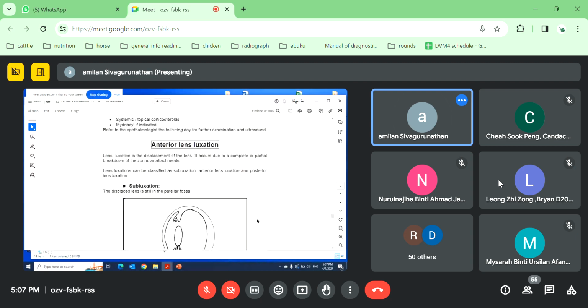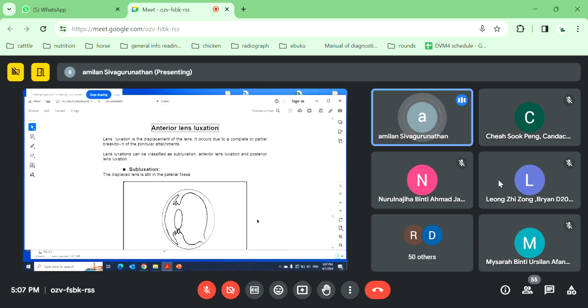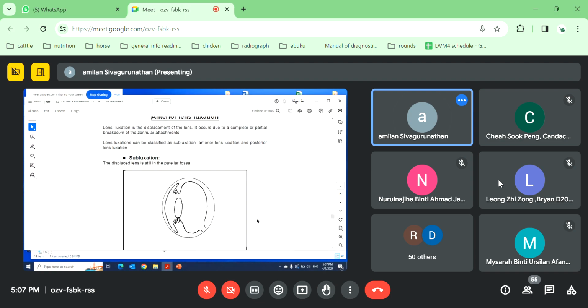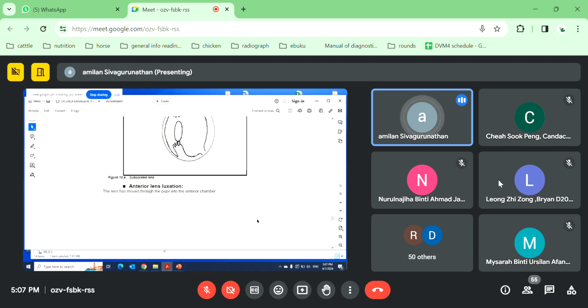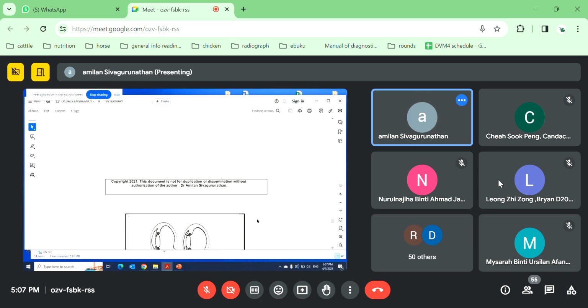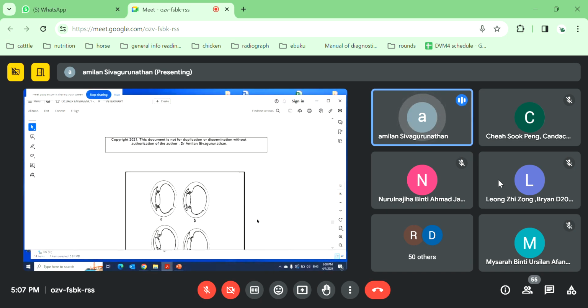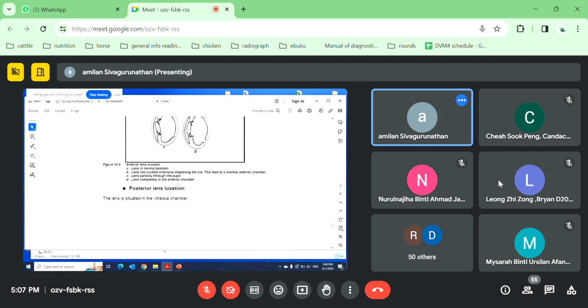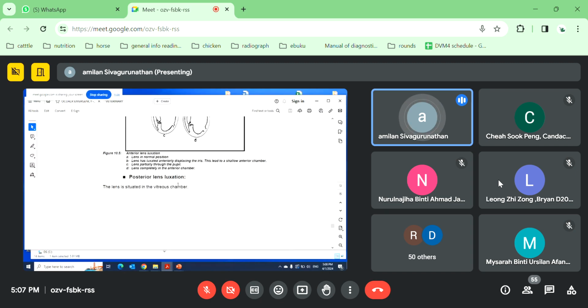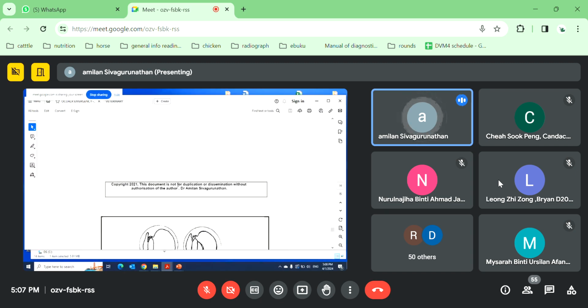Okay, so in terms of anterior lens luxation, maybe I'll just spend some time on this. There are different types of luxations. We call it subluxation when the lens is loose but hasn't fallen yet. And you have actual luxations where the lens is in the wrong place. Classifying the luxation is equally important because when the lens is in the front chamber, it's a lot more painful than when it's in the back chamber. And I have the literature on that to run through the details.